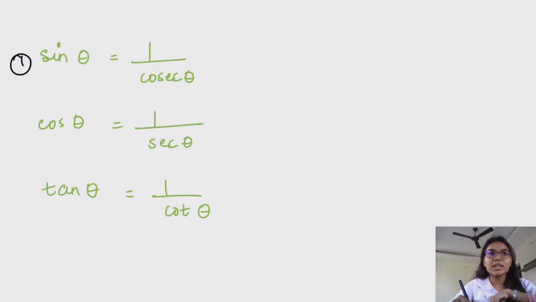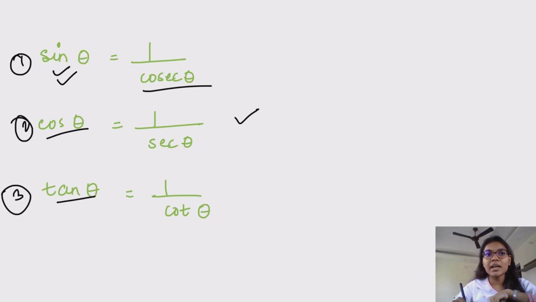The first one is that sin theta is equal to 1 upon cosecant theta. The second one is cos theta, which is equal to 1 upon secant theta. And the third one is tan theta, which is equal to 1 upon cot theta.